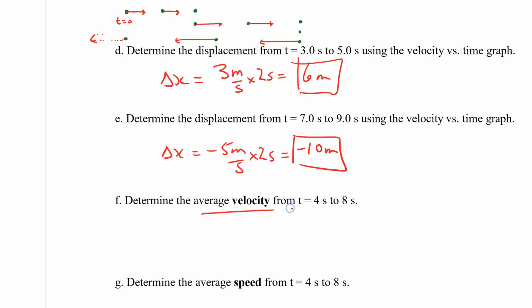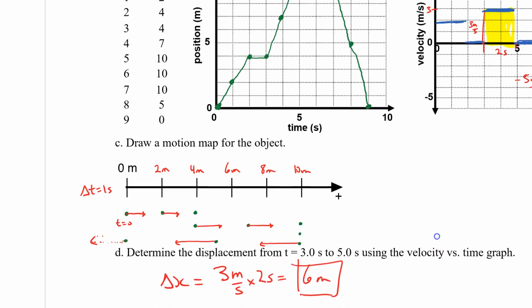Determine the average velocity from 4 seconds to 8 seconds. So how do you find the average? Well, it's going to be the displacement during that period of time divided by how much time went by. So how much time went by is kind of easy. Between 4 seconds and 8 seconds, 4 seconds goes by because 8 minus 4 is 4. But what was the displacement, the change in position? Well, let's look at it.